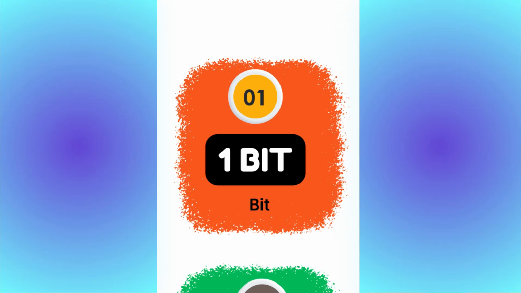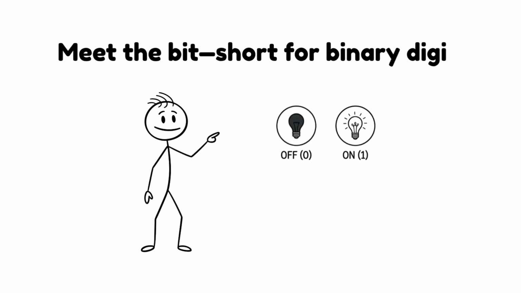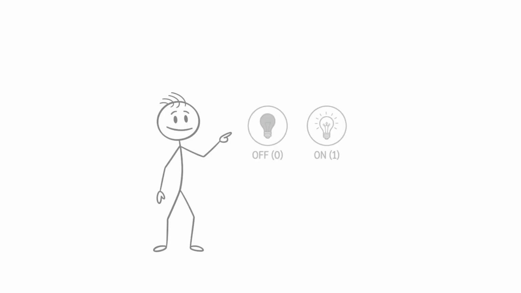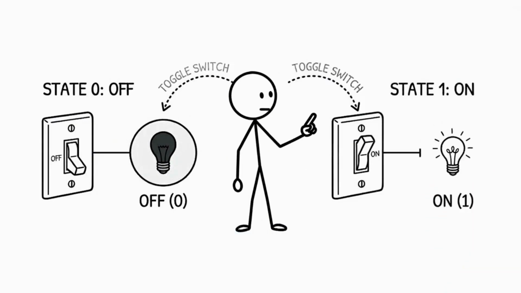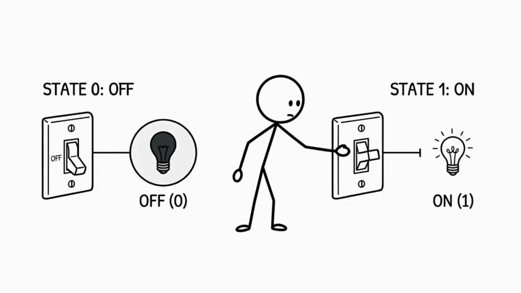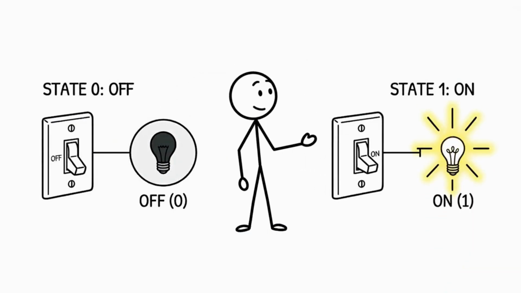Number 1, the bit. Meet the bit, short for binary digit. This is the absolute smallest unit of data a computer can process. Think of it as a single light switch. It's either on, 0, or off, 1. That's it, just two possibilities.